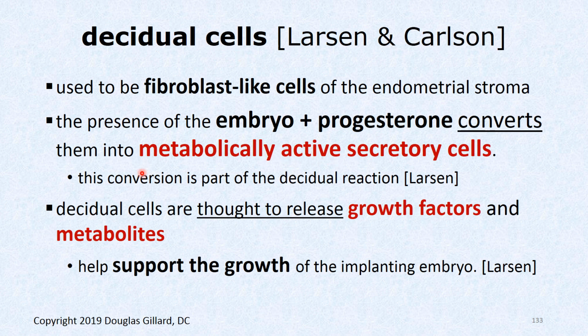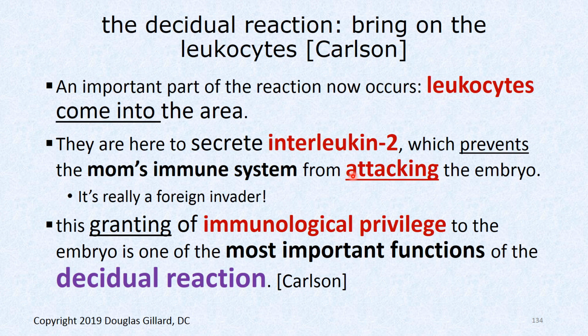They do one more thing though. They do secrete. They're thought to secrete some growth factors. The metabolites are probably breakdown products from the fat and the glycogen, but there are also some growth factors, so it does help support growth of the growing embryo as well. Those are decidual cells. They used to be just regular old stromal cells of the stroma.